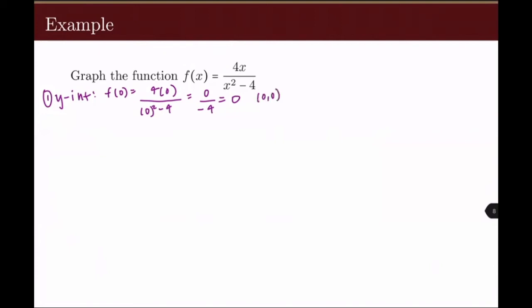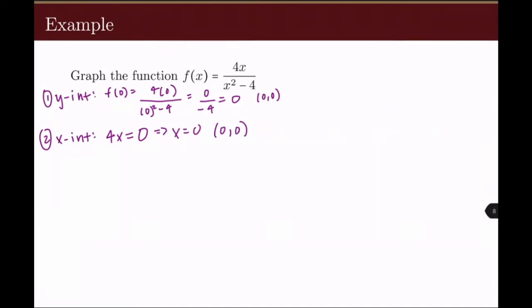The next thing we want to do is find our x-intercepts. What's really nice about rational equations is that the denominator can never be 0. So when we're finding the x-intercepts, we really just want to focus on when the numerator is equal to 0. And we want to make sure that's not a restricted value. So 4x equals 0 just means that x equals 0. So our x-intercept is also 0, 0. So we're good there. We're only intercepting at the origin.